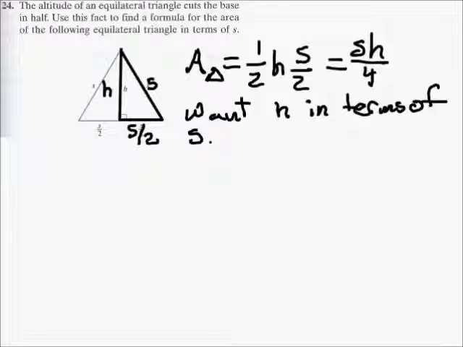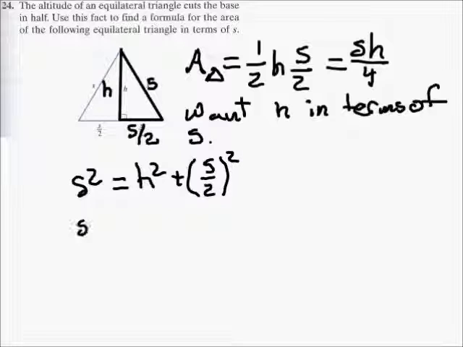Now to find this, we're going to use the Pythagorean theorem. We know that S squared is equal to H squared plus S divided by 2, parentheses, very important, squared. S squared is equal to H squared plus S squared over 4.